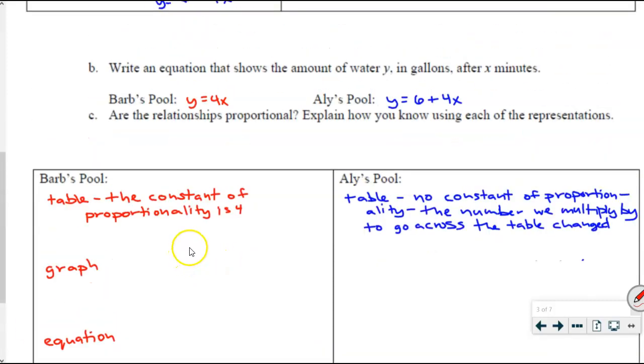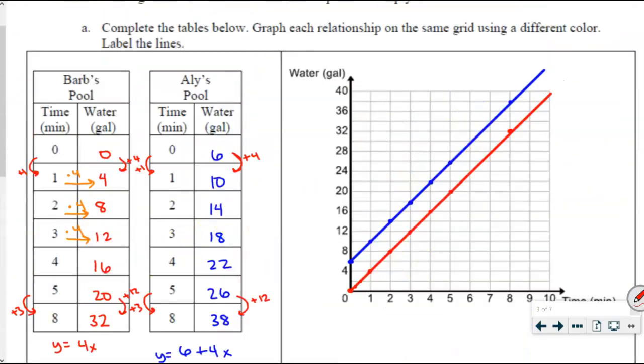Let's take a look at the graph. Are they proportional? Again, taking a look at these two graphs, we can see that they are both straight lines. Yes, I'm going to fix something here. I should have done this before. Let's label these lines. Even though we've color-coded, let's label them as well. Barb is red and Allie is the blue.